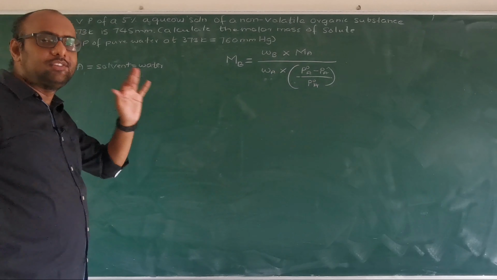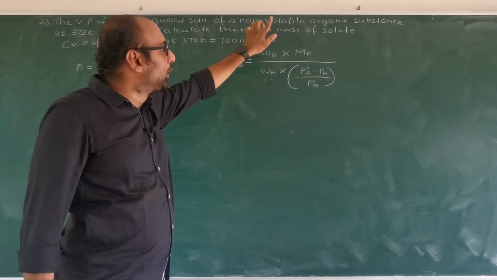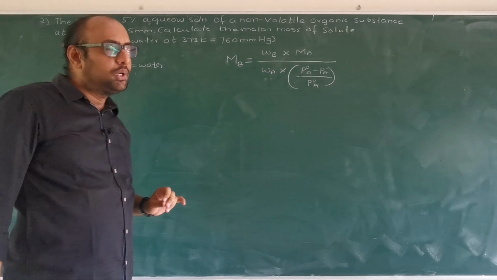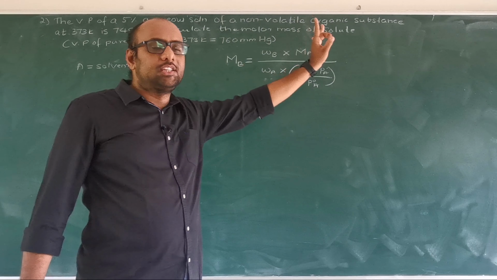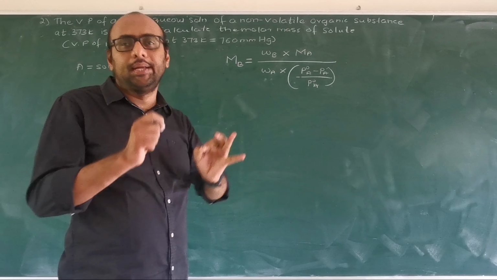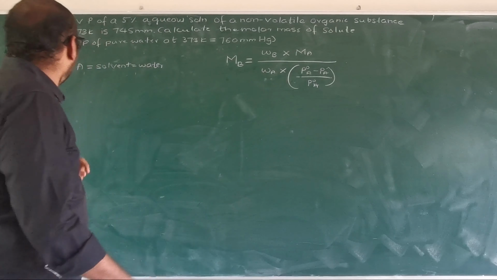So 5% is given: a 5% aqueous solution of a non-volatile organic substance. Non-volatile organic substance means the solute is solid. It is non-volatile. At 373 Kelvin, this is the temperature. The vapor pressure of this solution is given, that is 745 mm. So P is given, that is equal to 745 mm Hg.